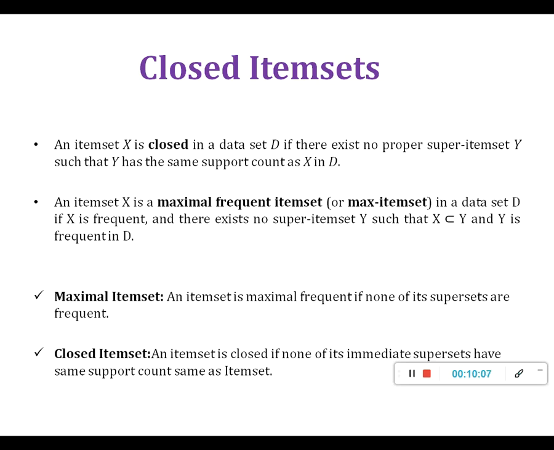So they have some of the same terms in the definition, but what they are saying is different. For a maximal item set, whatever supersets we consider, none of the supersets should be frequent. Then that item set is called a maximal item set. When not a single superset is frequent, we say it is a maximal item set.